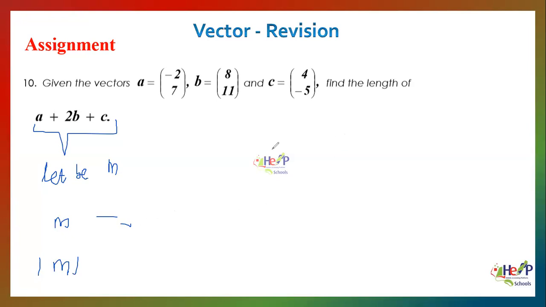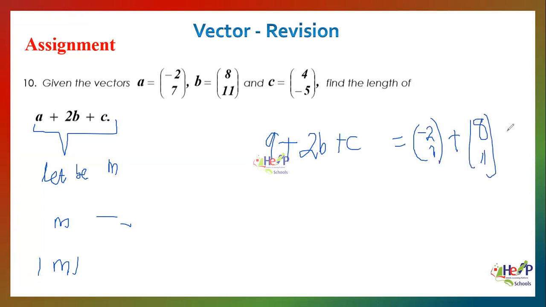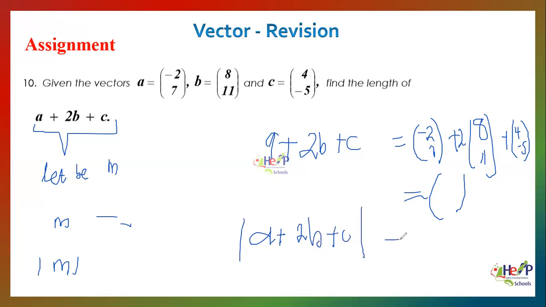That is one way. The second way is that you can maintain A plus 2B, A plus C, then you get that, which will be (-2, 7) plus (8, 10, 8, 11)... then plus (4, -5). So you'll do that multiplication and get the two values here. Then you come and say the magnitude of this is going to be the same as, but this can be substituted by one letter.